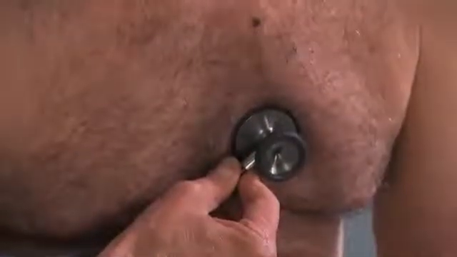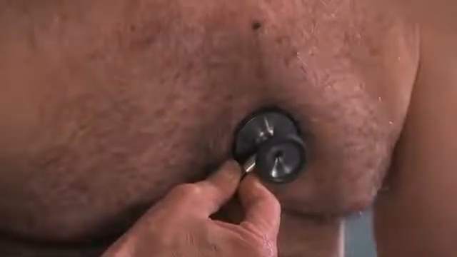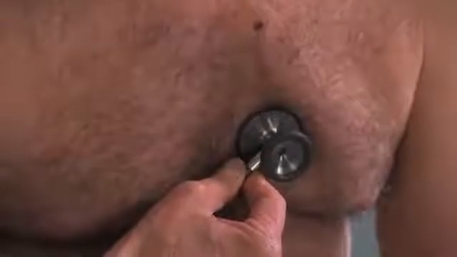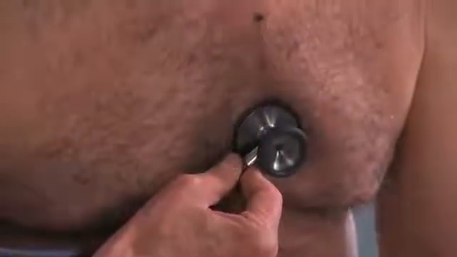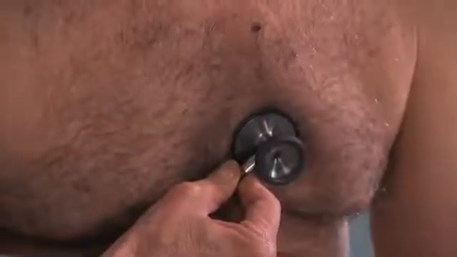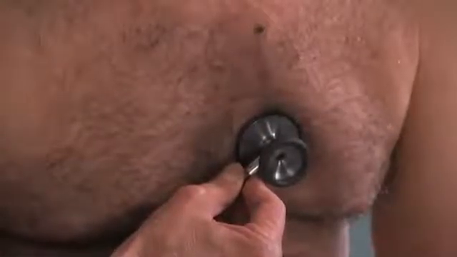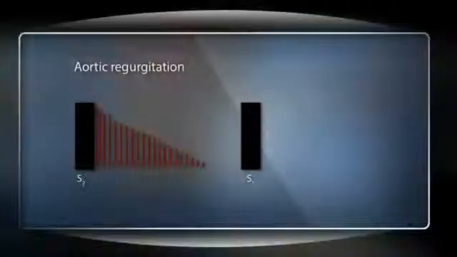Using the diaphragm of the stethoscope, listen at the left second interspace and down the left sternal border to the apex for the high-pitched, soft-blowing decrescendo diastolic murmur of aortic regurgitation. If the patient had this murmur, it would sound like this.